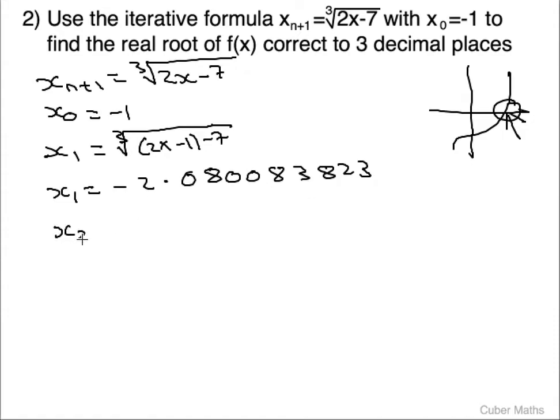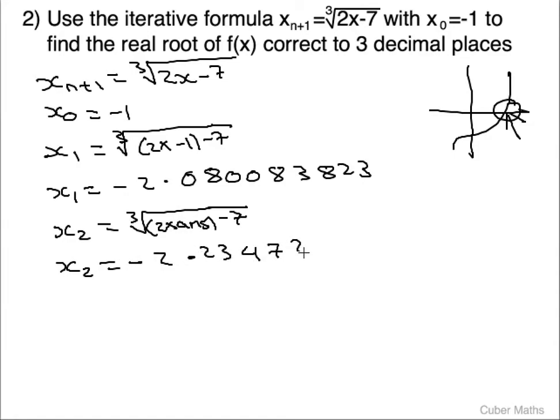So then to find x2, we need to substitute our value for x1 back into our original equation. But we can make it slightly easier on the calculator. So if we do the cube root of 2 times, and then press our button that says Ans, so it gives the previous answer, minus 7, it then means that we don't have to copy out the value for x1, the calculator will just do it for you. So when we do that, we end up with x2 is equal to minus 2.234722352. And again, it's important to make sure that you write out all the digits on the calculator.